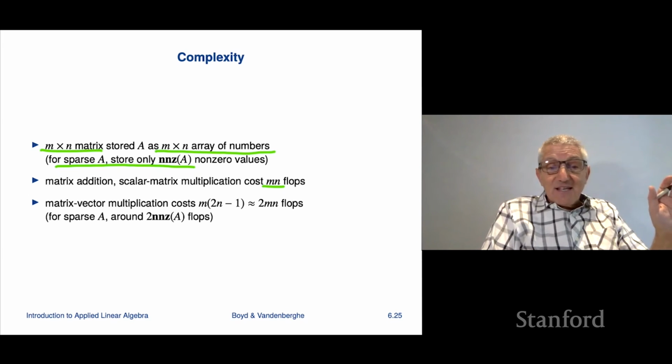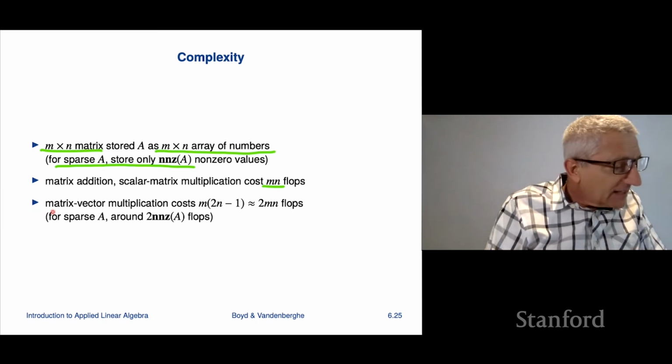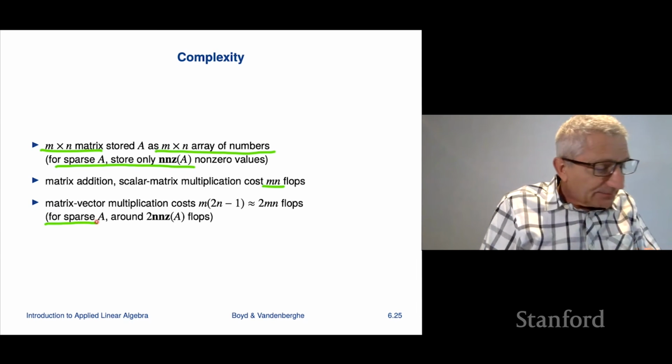The complexity of forming a transpose is, well, 0. It involves 0 floating point operations. No adds, no subtractions, no multiplies, no divisions, no square roots. Okay. Let's look at matrix vector multiplication.